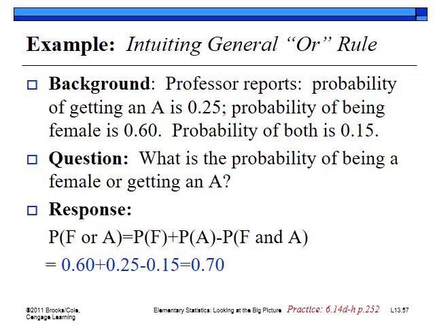Now, why is that the right thing? Well, the reason why that's the right thing is that the 15% of students that are both are getting counted in with the 0.25 who got an A, and they're being counted in with the 0.6 that are female. Since that 0.15 is getting counted twice, we have to subtract the 0.15 out of the sum.